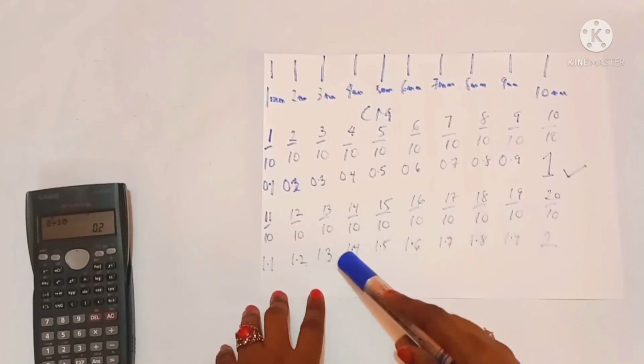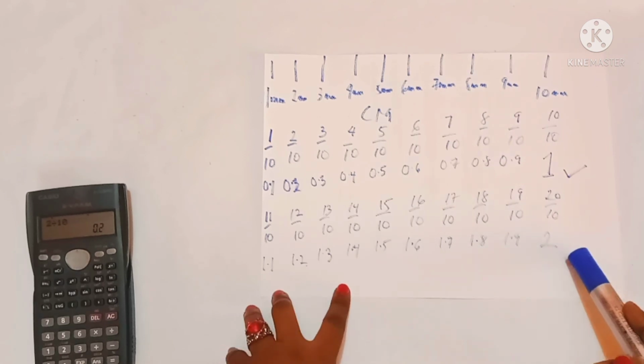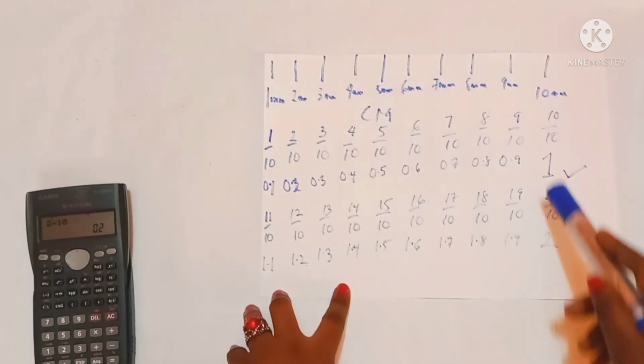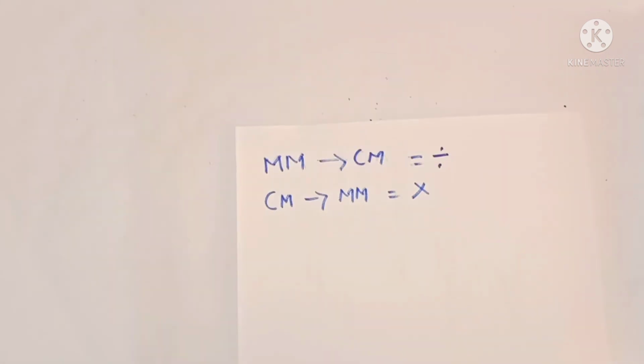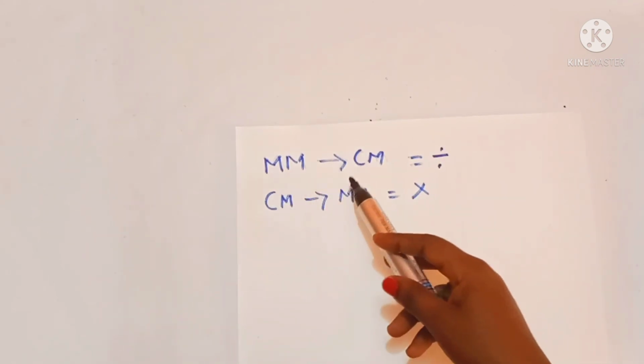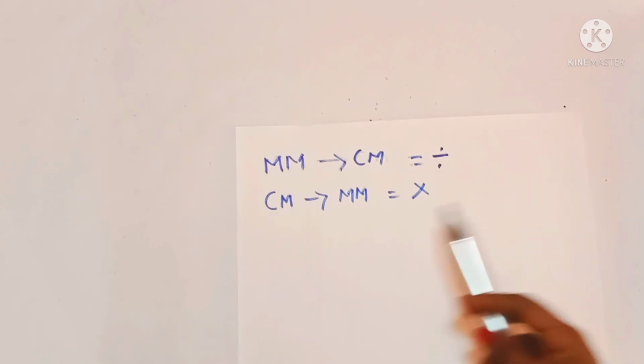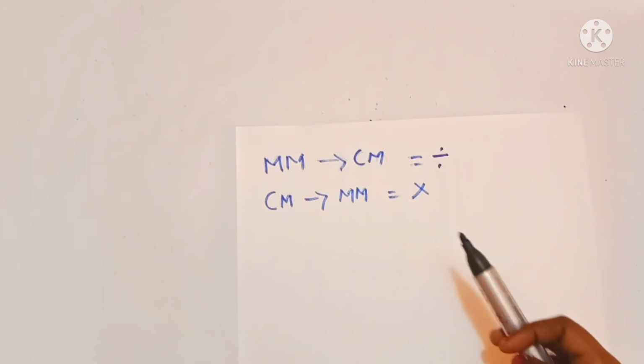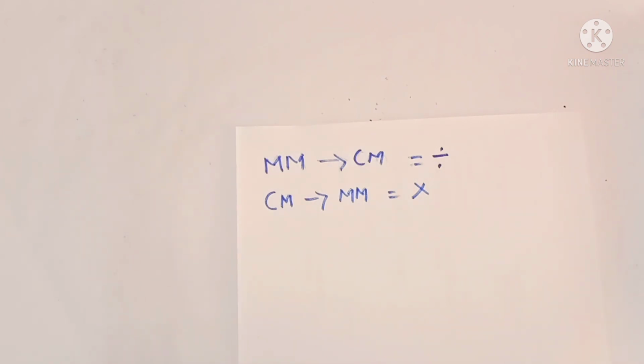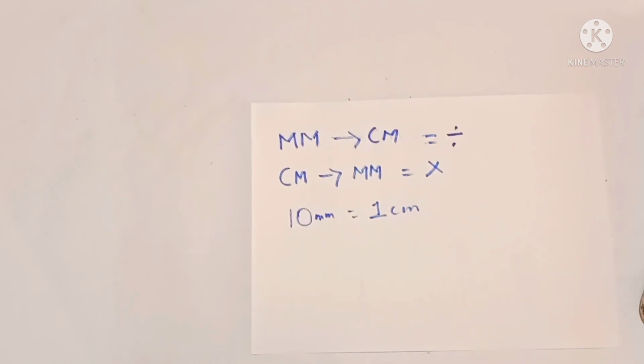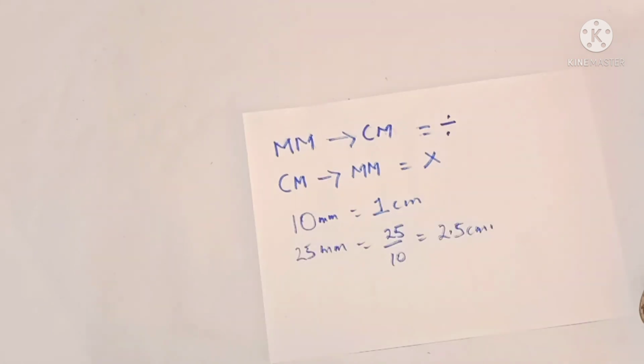Converting from centimeters back to millimeters, you multiply. So this is what I am trying to say. From millimeters to centimeter, you divide. From centimeter to millimeter, you multiply. So 10 millimeters will give us 1 centimeter. 25 millimeters will give us 2.5 centimeters.